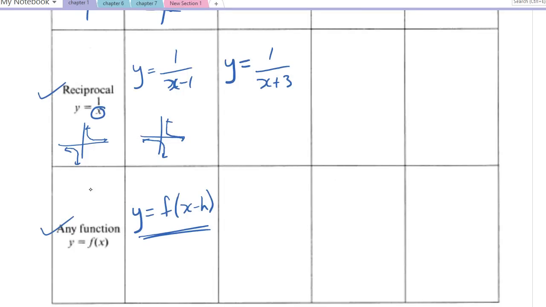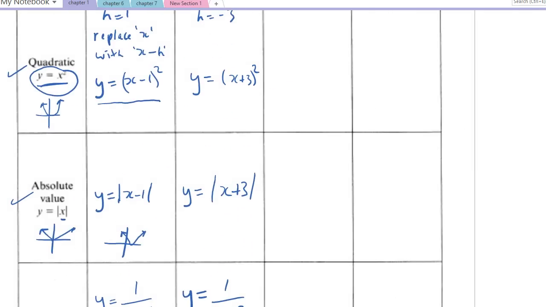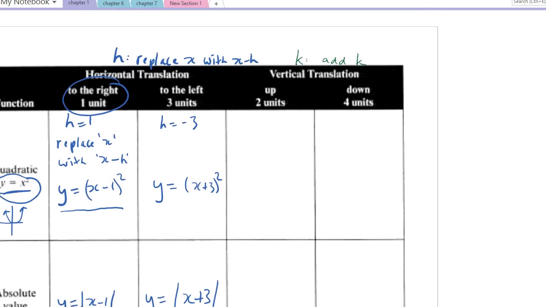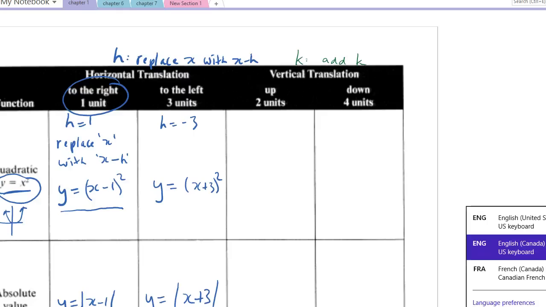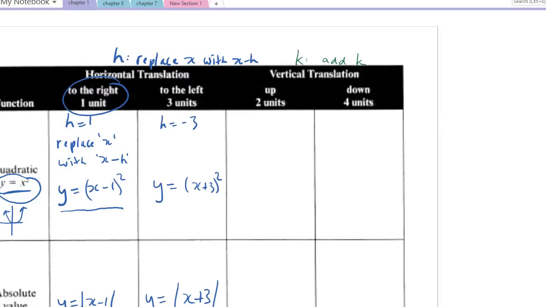All right, let's go back to the next part of the chart. And we're talking about the vertical translations. The vertical translations are actually a little bit easier. If we want something to go 2 units up, then we just go y is equal to, this was x squared plus 2. If we want to do 4 units down, we say y is equal to x squared minus 4.